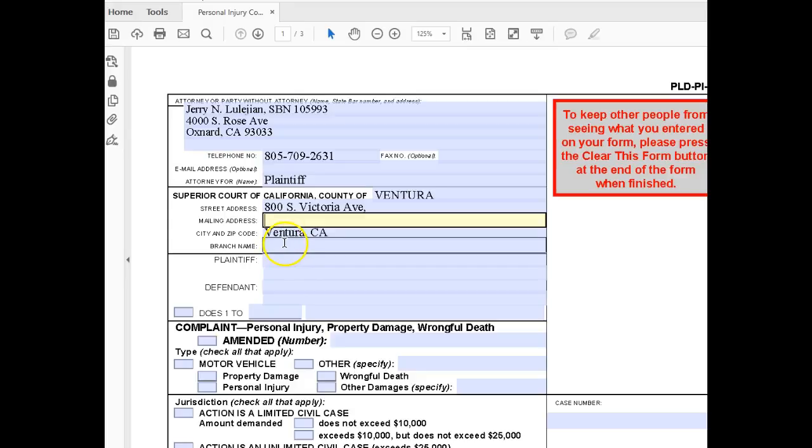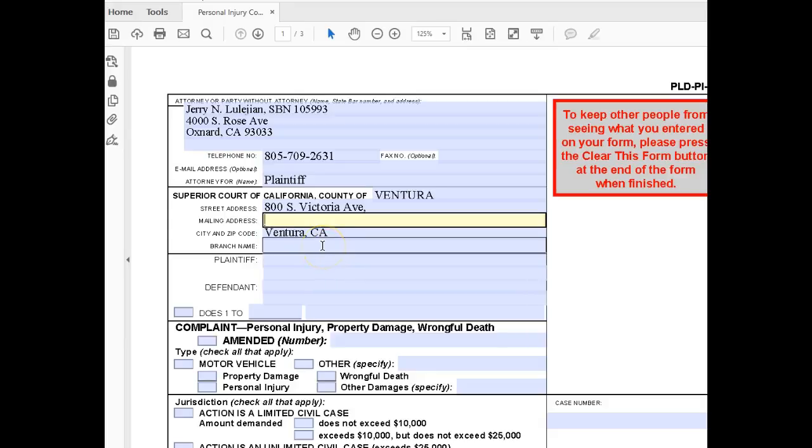Now, what happens is very often in many of the larger counties, the court system will have several branches. Los Angeles County has probably the largest number, and it has a tremendous number of branches. But Ventura County has at least 2, probably 3 branches. The one that's the main branch is the one that's in the city of Ventura. It's on Victoria Avenue in Ventura. But it has a specific name. So I'm going to make you go and research what that name is to put in the branch name here.